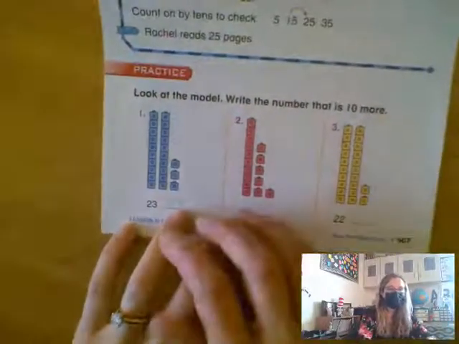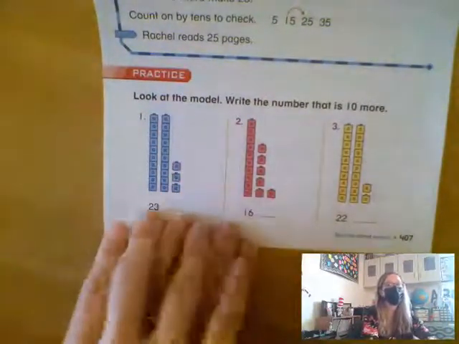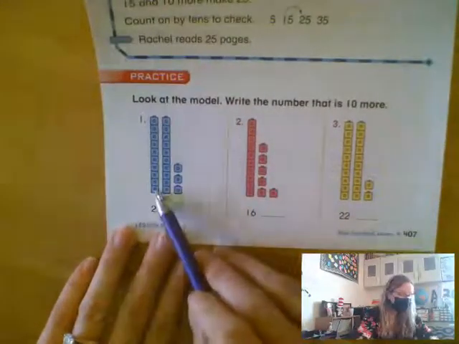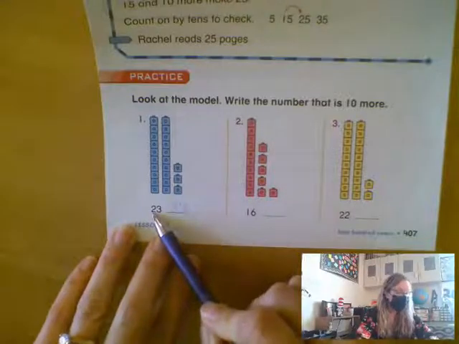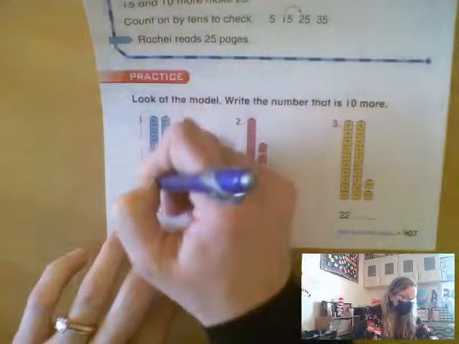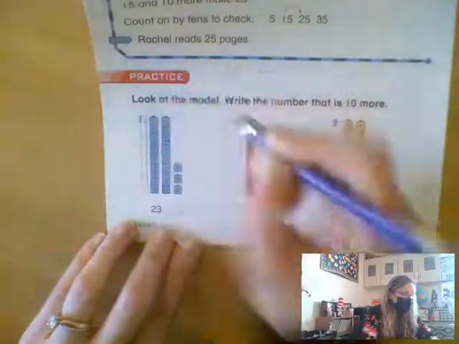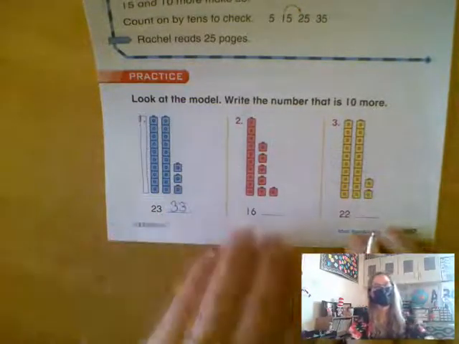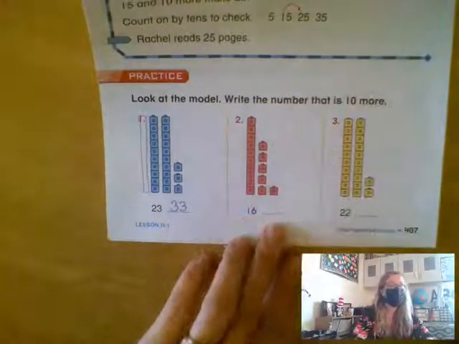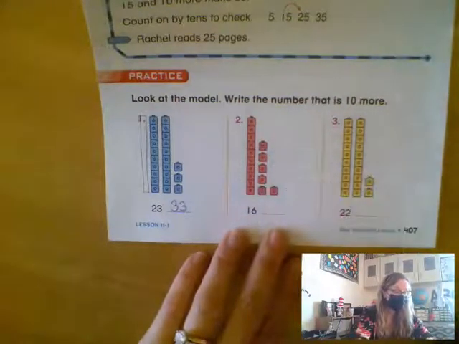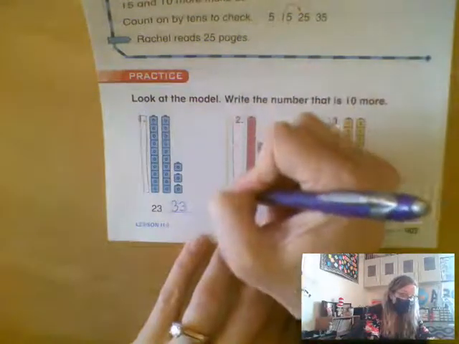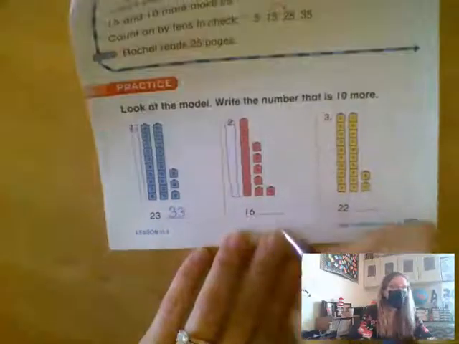Okay, so let's look down here at the practice area. It says look at the model and then write a number that is 10 more. So the first one they did for us, they said 2 10s and 3 ones is 23. If we added 10 more, that would be like adding another 10, which would give us 3 10s and 3 ones, so 33. Look at number 16, Brooklyn. I have 1 10 and 6 ones. If I go 10 more, that'd be like adding another 10, right? So what would 10 more be?